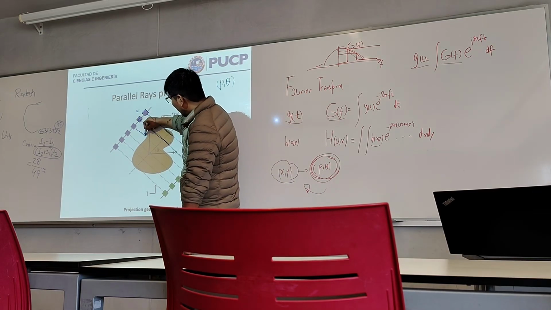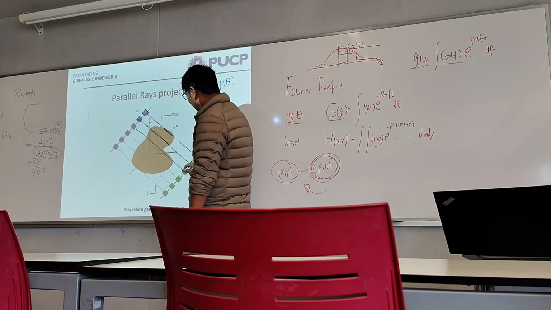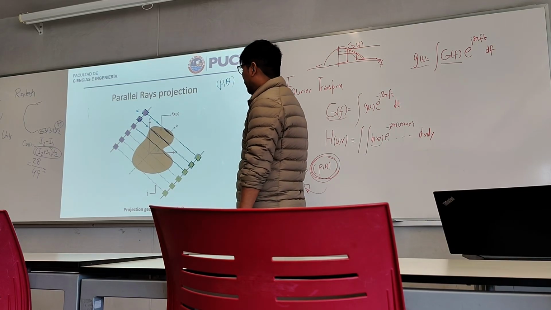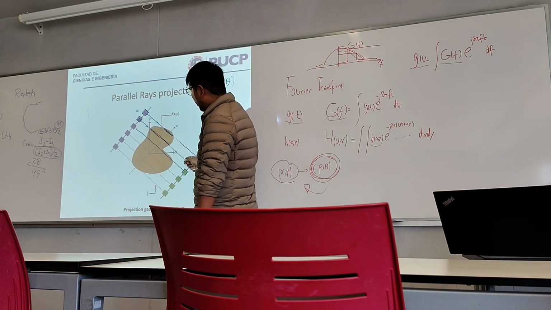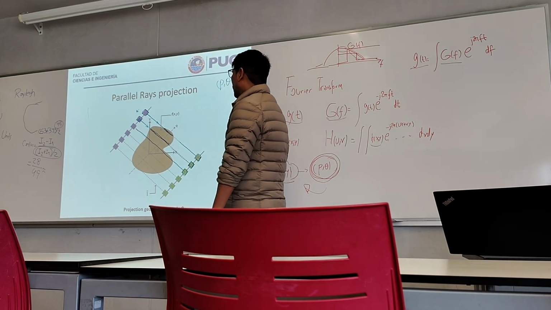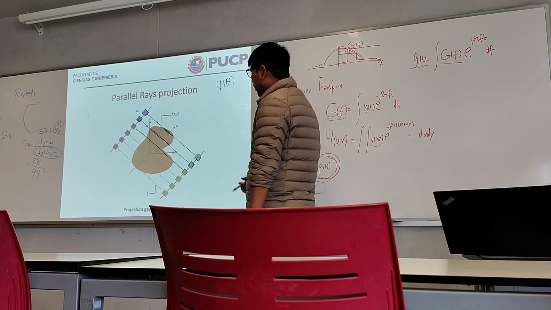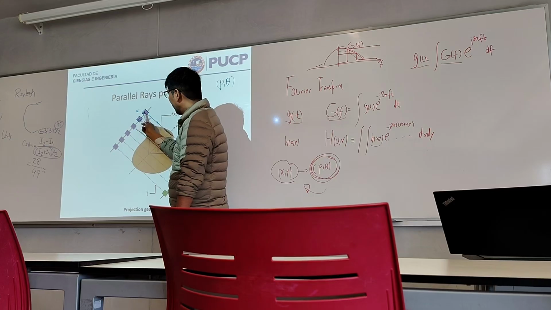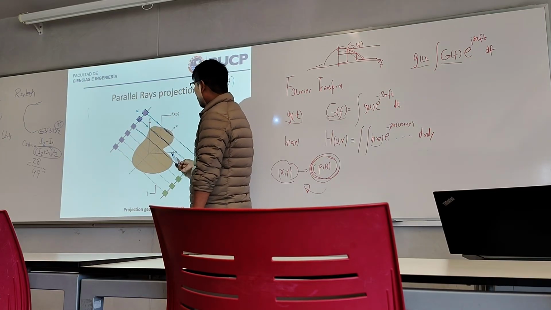And then we repeat that for this line. And then this detector will detect how much the attenuation was along this direction. Okay? And we repeat that for many of these sources. That's why it's parallel rays. It will look like parallel rays.